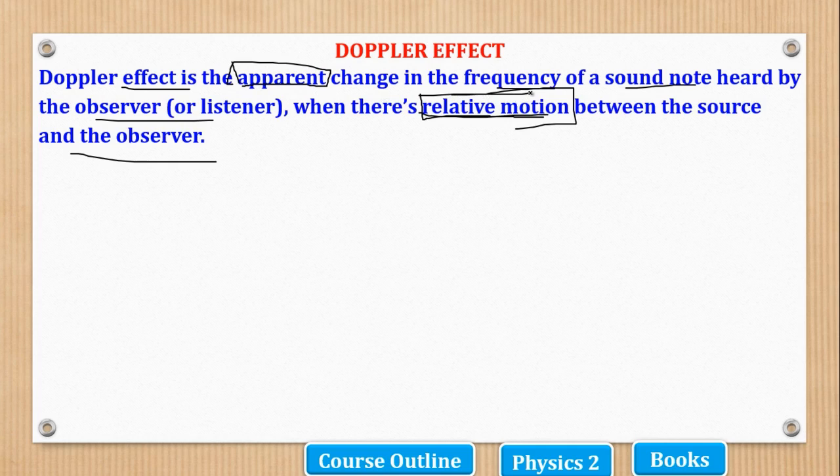Everything we want is to calculate the apparent frequency of the sound note heard by the observer when there is relative motion between the source and the observer. The observer can be in motion and the source in motion, or the observer can be stationary and the source in motion, or the observer can be in motion while the source is stationary. There are various cases, and we shall look at all those cases.